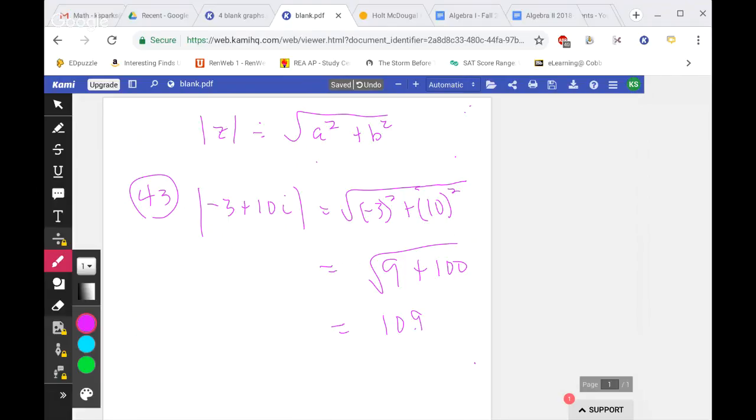So it is the square root, because once you square that and take the absolute value, it's not negative anymore. So it's just the square root of 109. I'm sorry about that. You're good. Yeah, clarify it. And that's as far as you have to go. 45 is the last one, right? Yes, sir.